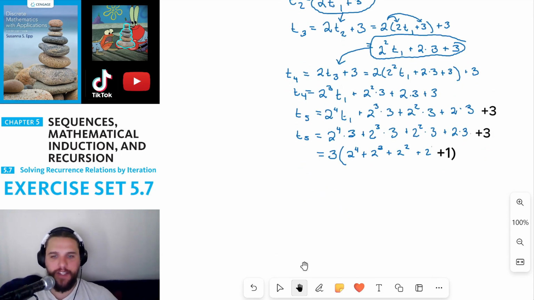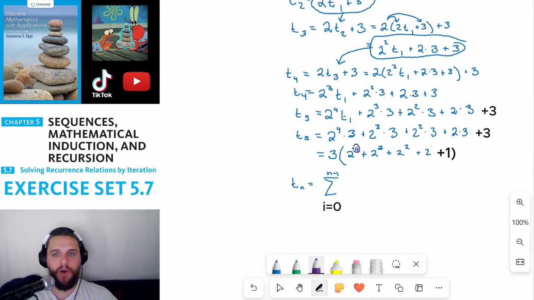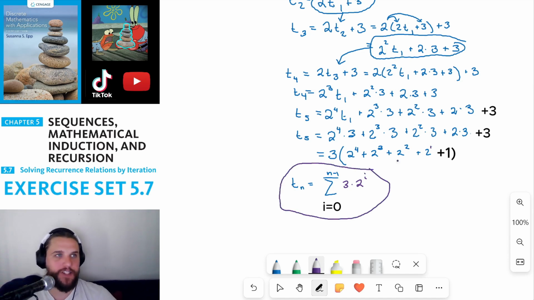Now to generalize this formula, we could say t sub n is equal to the summation. I notice here that the largest exponent of 2 is 1 less than the value of the index variable. And each term is going to be of the form 3 times 2 to the i. And if you've taken Calculus 2, you might have seen how to find a finite geometric series. There's a formula for that. But just to keep things conceptually coherent, I'm going to leave this unsimplified, just in series form, just to show you how we get to this part.